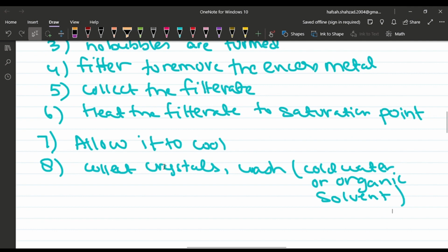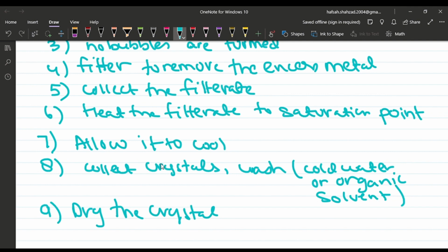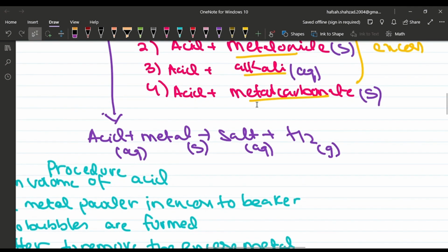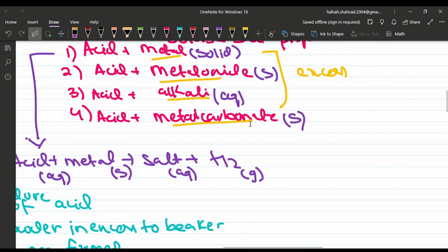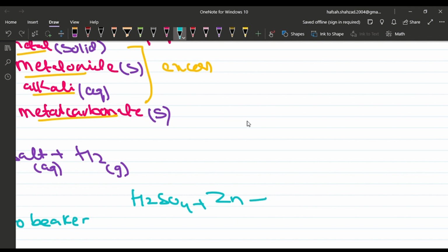Now you have your final clean crystal, and because they are wet, you need to dry them. You can use a sandpaper to dry the crystals, or you can use a microwave to dry the crystals. And there you go, you have your crystals. In this case, we don't have an example, but let's suppose we used H2SO4 and we used zinc powder and they reacted to form zinc sulfate and H2. This is our product we need, and we have finally collected the crystals of it.